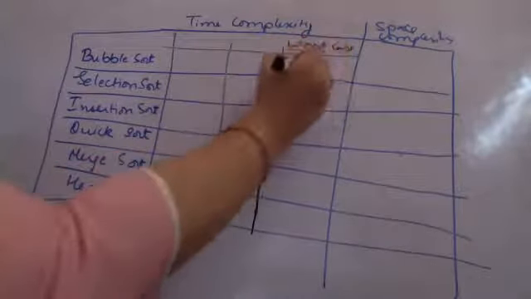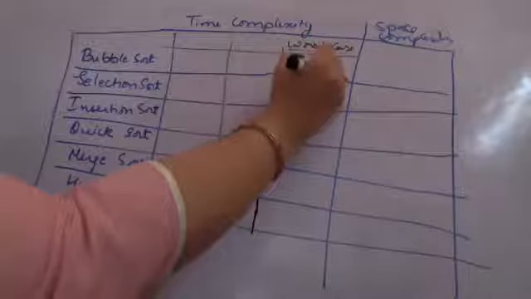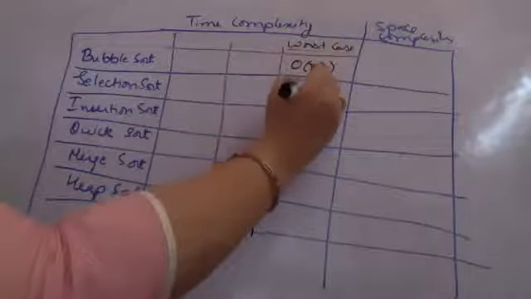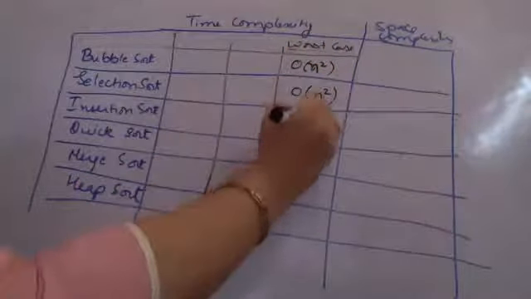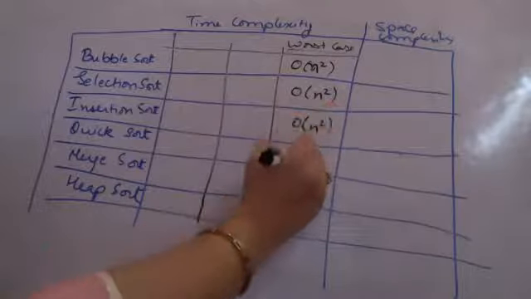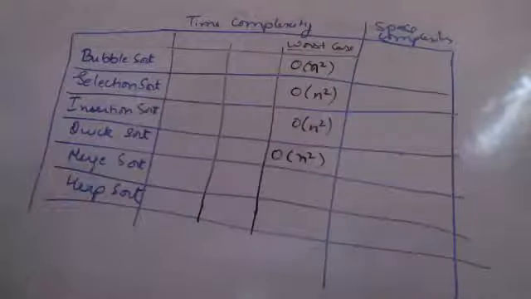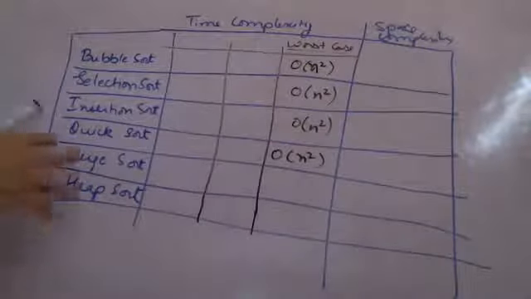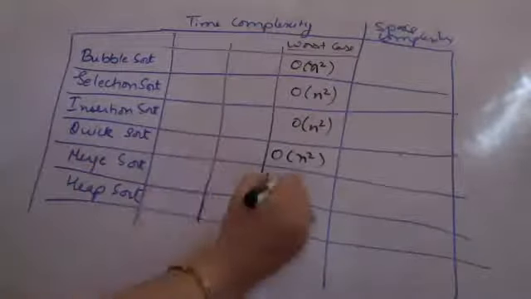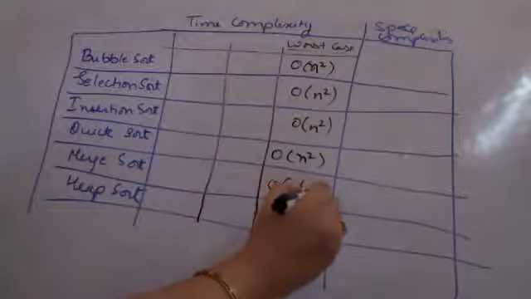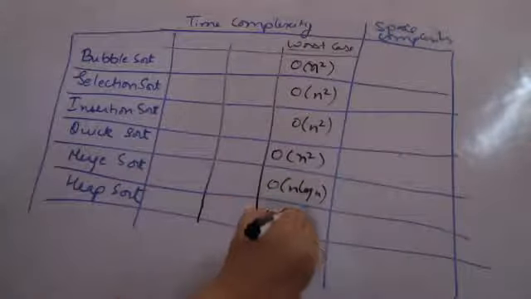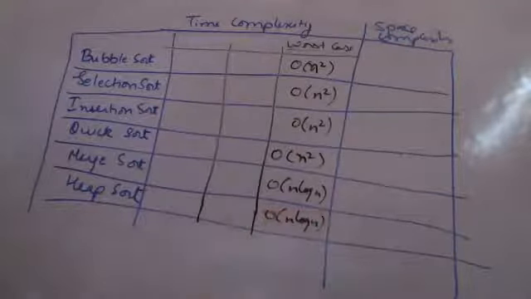In the worst case, bubble sort also takes of the order n square. Selection sort also takes of the order n square. Insertion sort, even quick sort is going to take of the order n square time, whereas merge and heap sort will take of the order n log n time. These are the worst case complexities that we have calculated for all the sorting techniques while doing them.